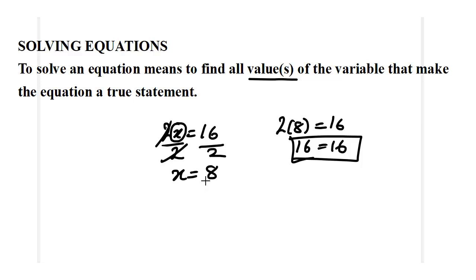So the value of x that will make the left hand side equal to the right hand side is 8. So basically, if you are talking about solving an equation, in summary, we're looking for the values of the variable that make the equation a true statement. True statement means that the left hand side must be equal to the right hand side. This is not only exclusive to linear equations, it's also applicable to non-linear equations like quadratic equations, cubic equations, quartic equations, and so on.